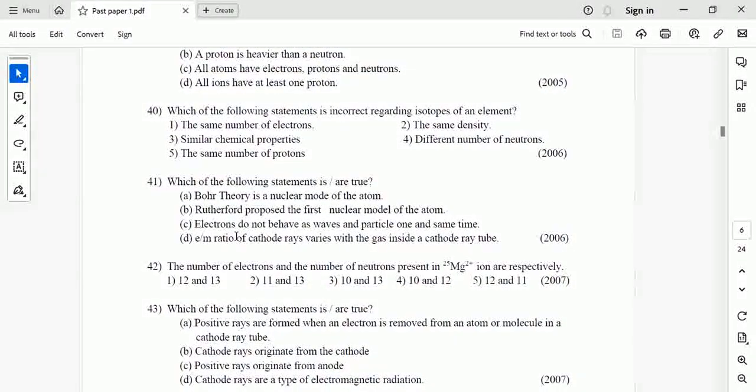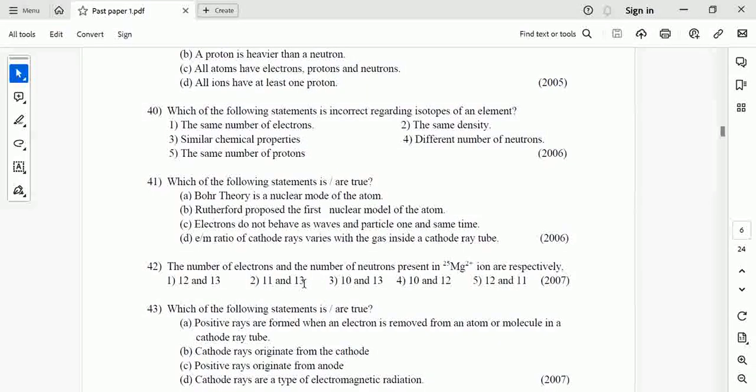Question number 41, which of the following statements are true? Bohr theory is a nuclear model of the atom. Yes, Bohr theory is based on the nuclear model of Rutherford. A is true. Rutherford proposed the first nuclear model. Yes, the second one was Bohr theory, and the first one was Rutherford's model. B, true.